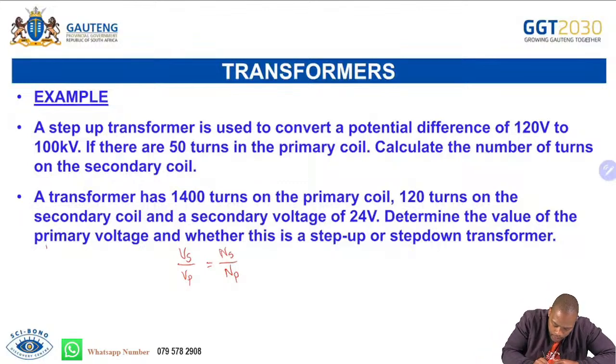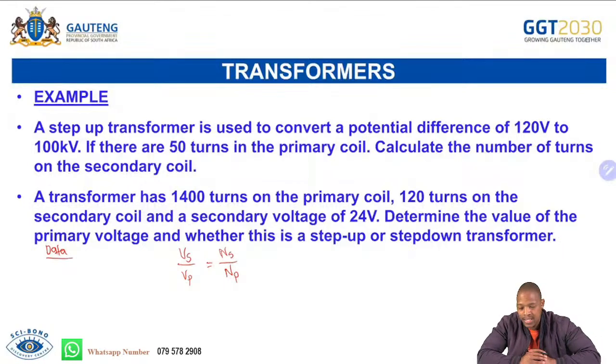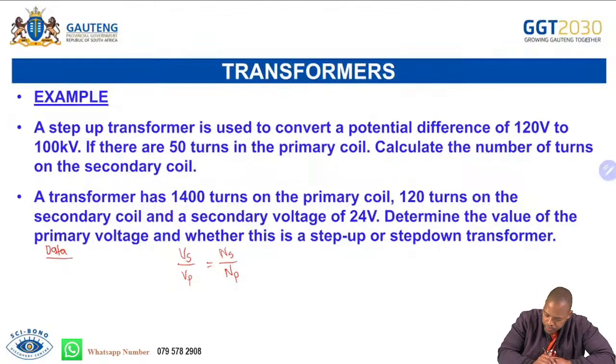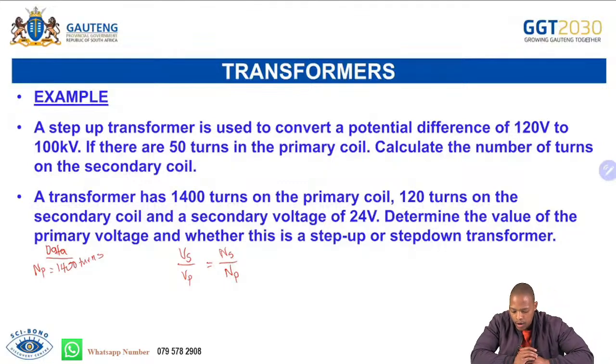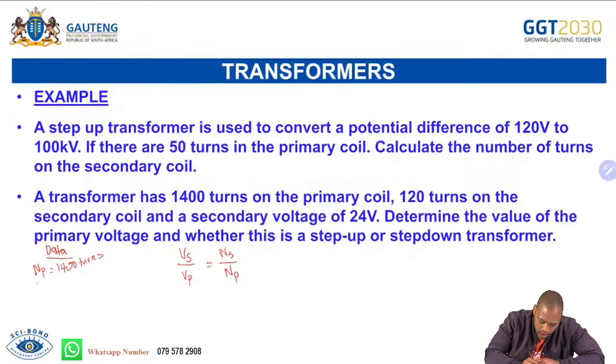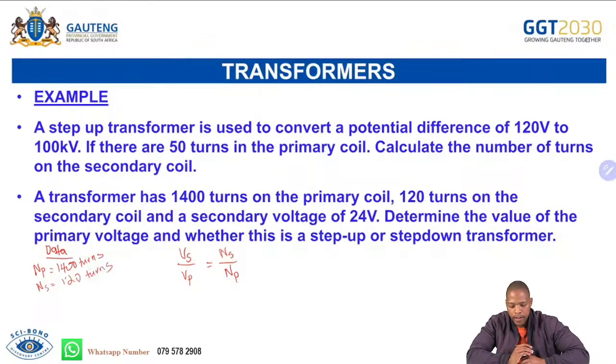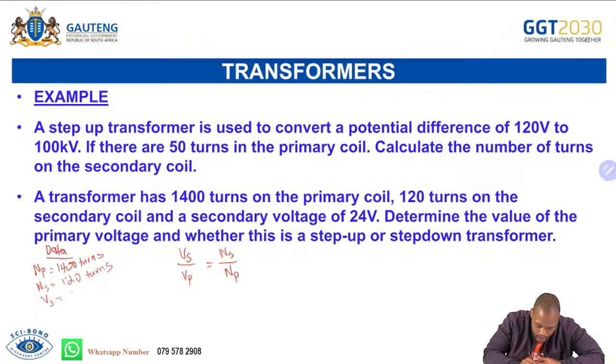Before we can do anything in transformers, we want to collect the data. It always makes it simple and clear if we collect the data. So it says a transformer of 1,400 turns on the primary coil. So I already have Np is 1,400 turns. Right. 120 turns on the secondary, so I have Ns 120 turns. Right. And a secondary voltage of 24 volts. So I have Vs, it is 24 volts.